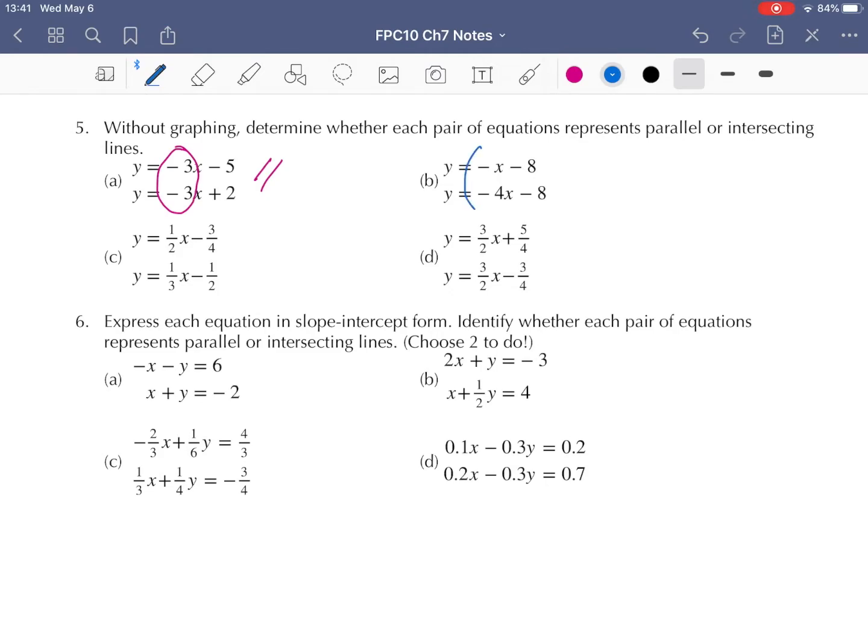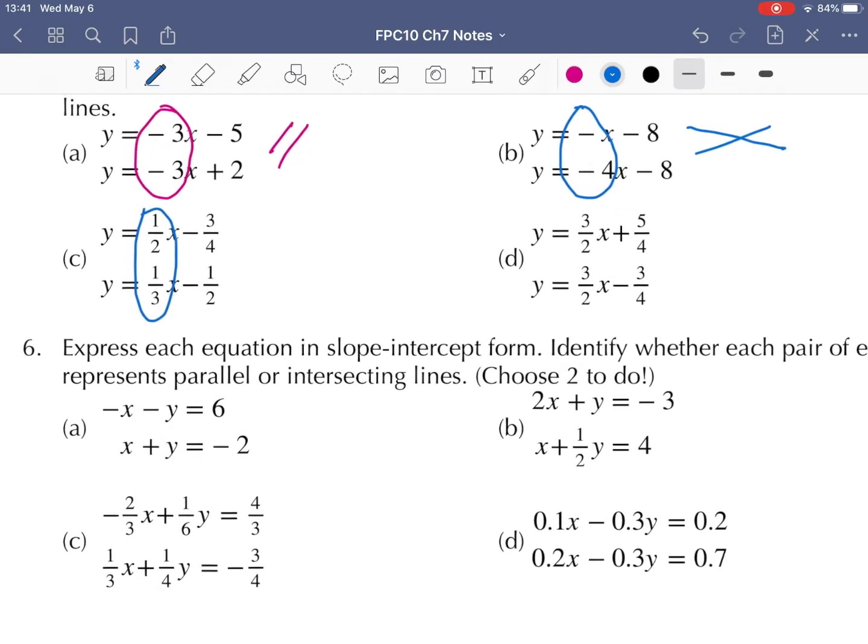This is simple. Y equals mx plus b form. Same slope. Therefore, A is parallel. So look at letter B. The slope of the top one is -1. The slope of the bottom one is -4. Therefore, they are intersecting lines. And they just do a crossing set of lines to indicate that they're intersecting.